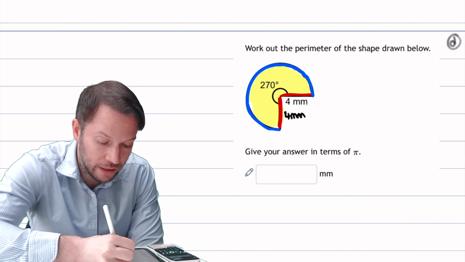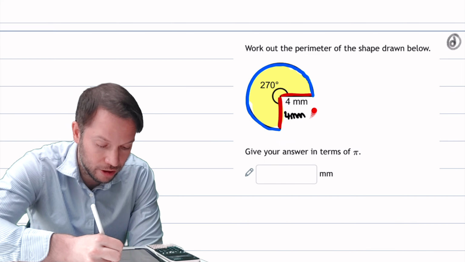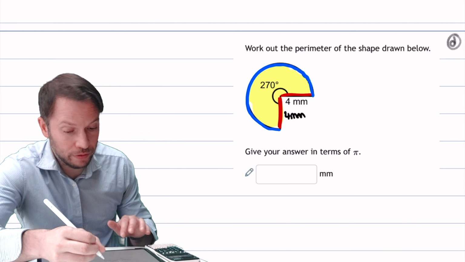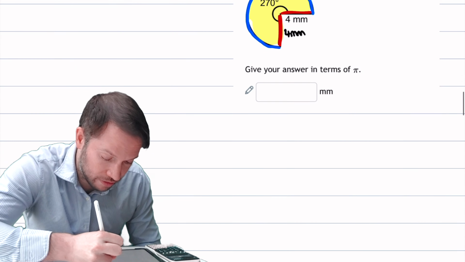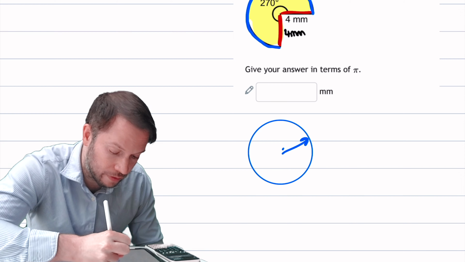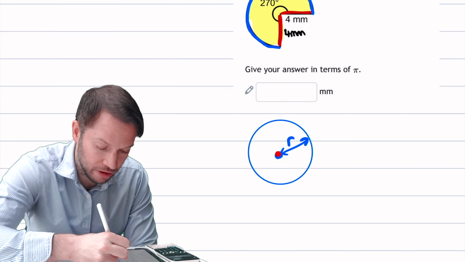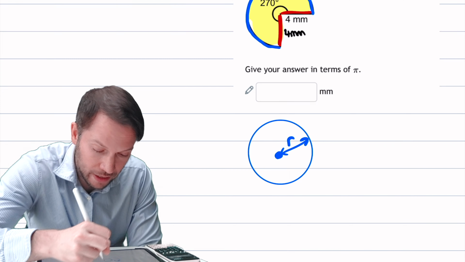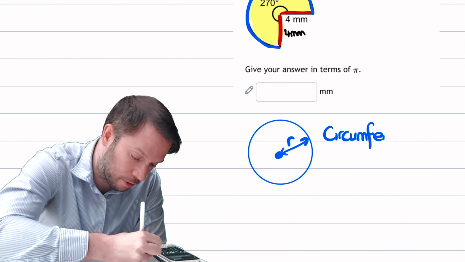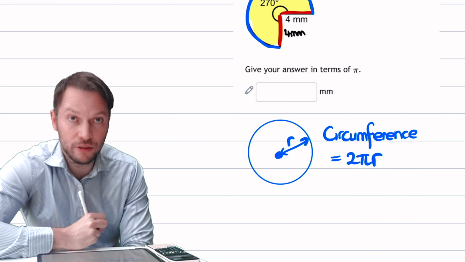Now, how do you find this blue length? Well, you could find the circumference of a full circle, so the perimeter of a full circle, and then just find 3/4 of it. So how do we find the perimeter of a full circle? Let's remind ourselves. The perimeter of a full circle is known as the circumference. Now, if you've got the radius of the circle, which is the line from the center of the circle to the circumference, then the circumference is equal to 2 times pi times by the radius, so 2 pi r.